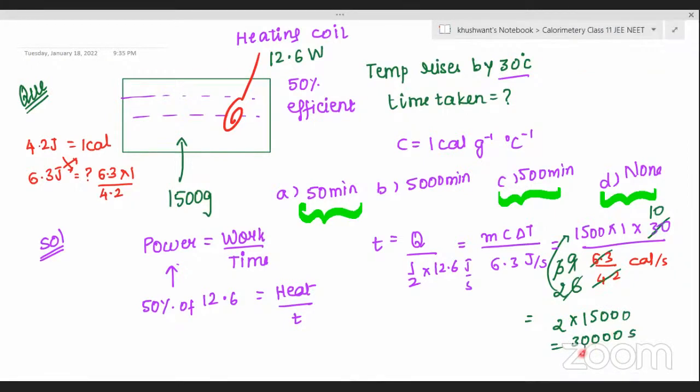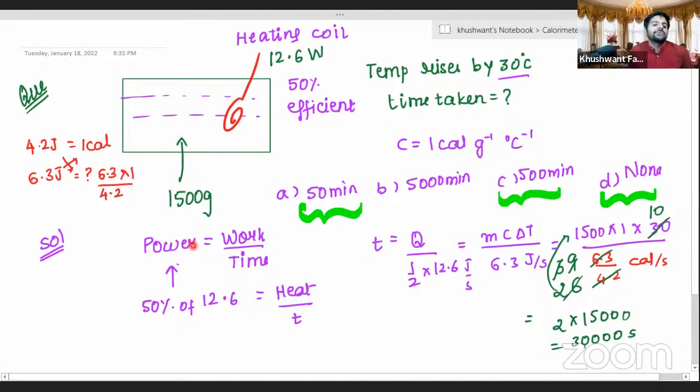Let's revise this question. What did we do? We know that power is equal to work done per unit time. This heating coil has an efficiency of 50%. That means out of the total amount of power available, only 50% can be used to heat the water. That is what is happening here. So we have taken 50% of power. This is the amount of heat that is supplied to water divided by time taken. We need to calculate in how much time there is a temperature rise of 30 degrees Celsius.